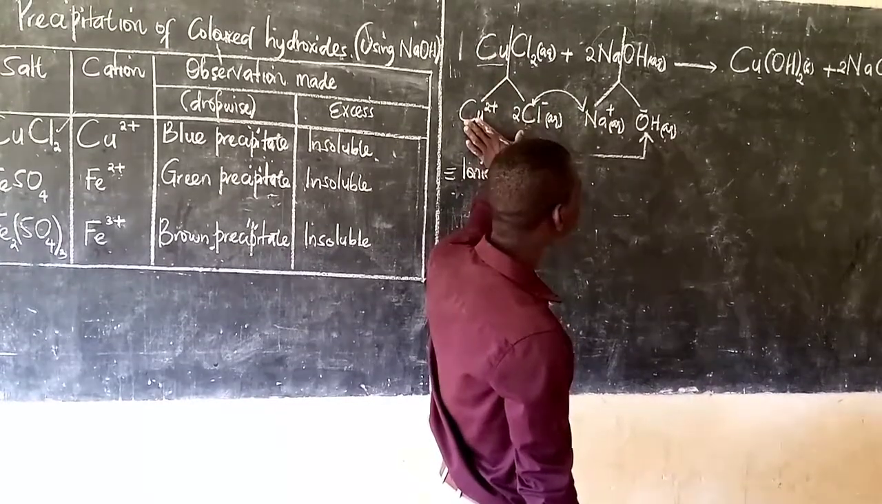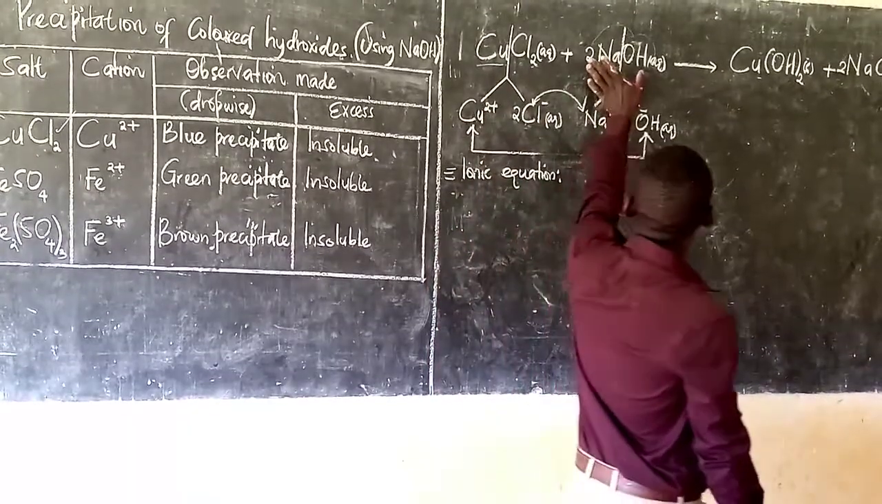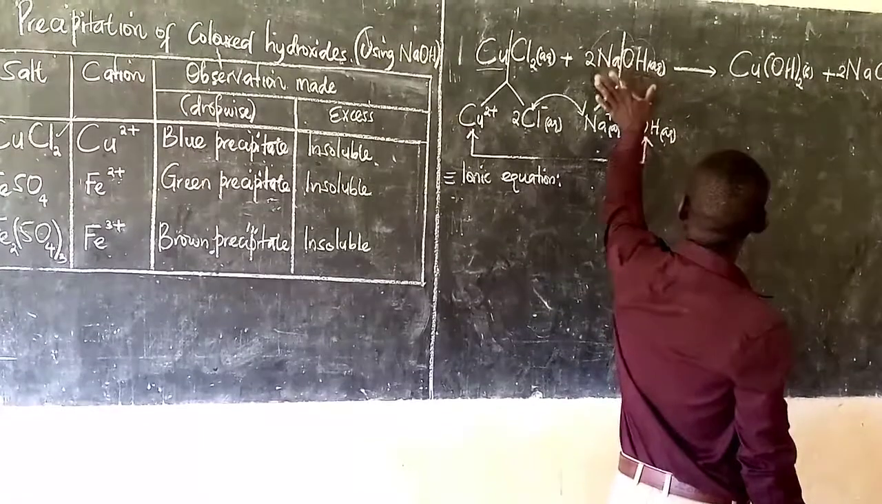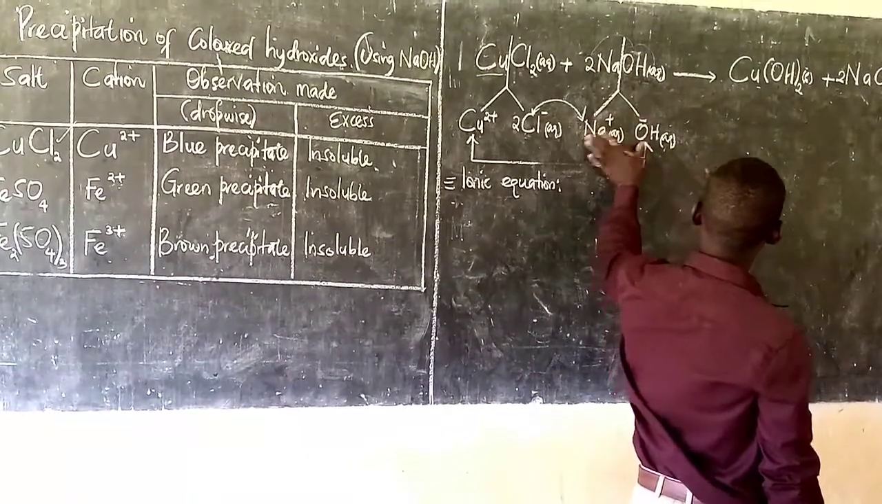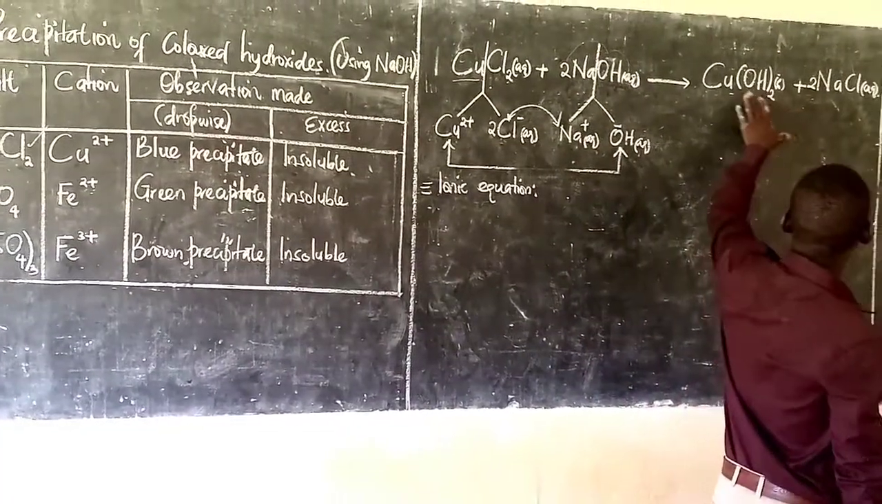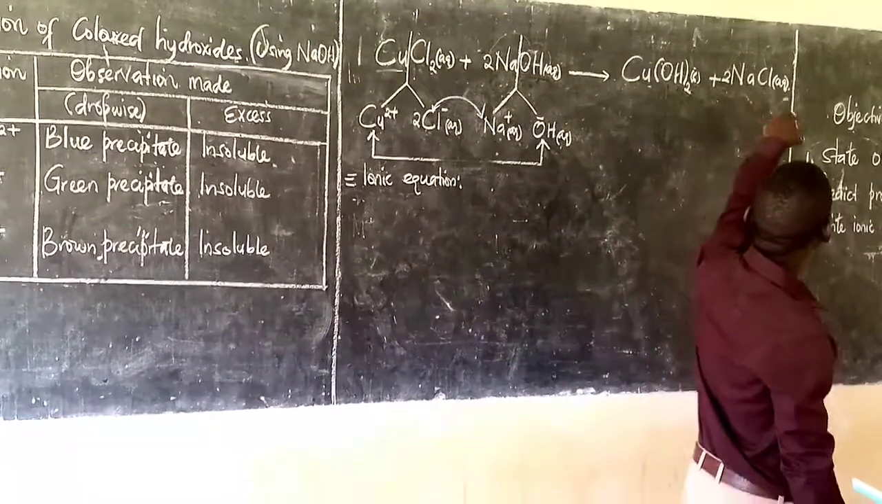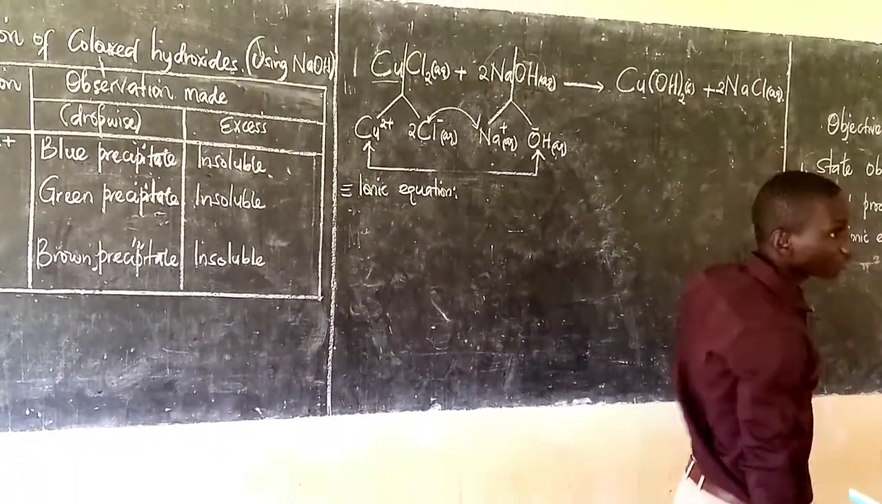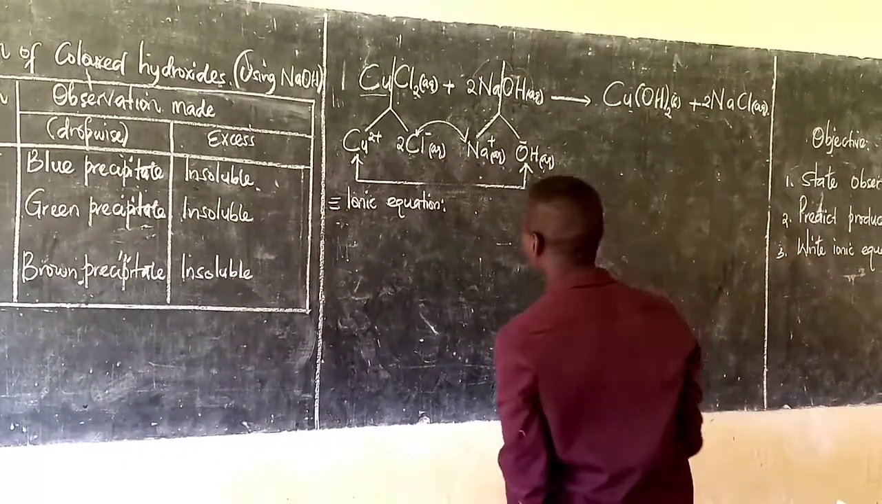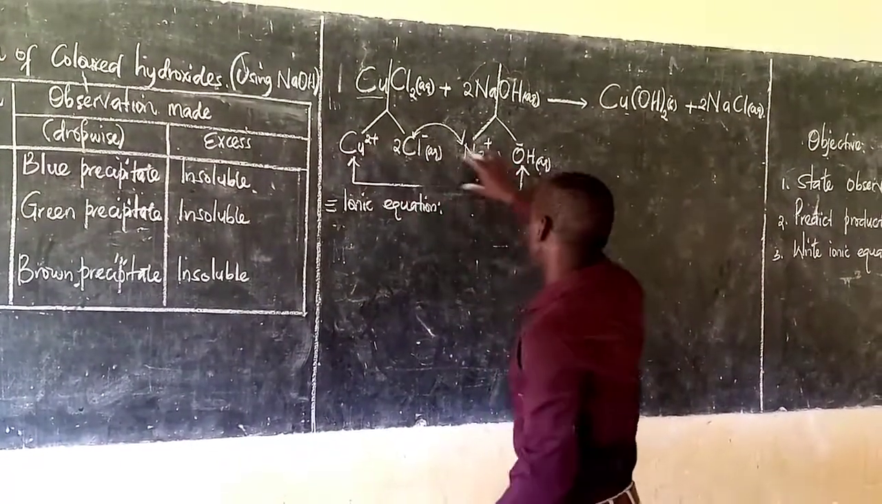So we look through this and you see, this is aqueous, it separates into ions, just the way it is here. This is aqueous, so it separates into ions, just the way it is here. This one is a solid substance, nothing will take place, so it will remain the way it is. And this is aqueous, therefore it will separate into what? Ions.